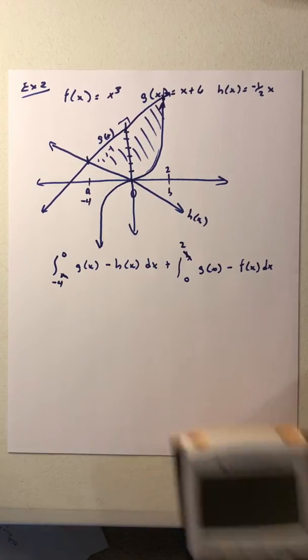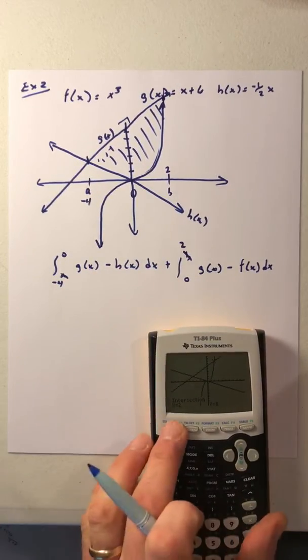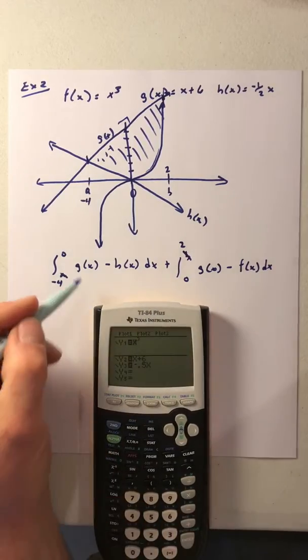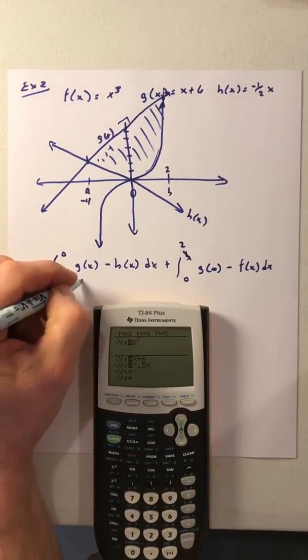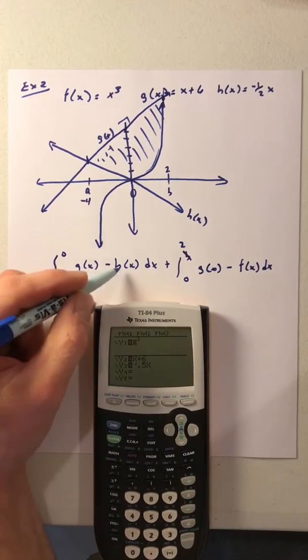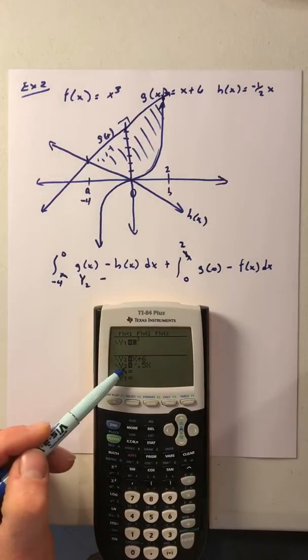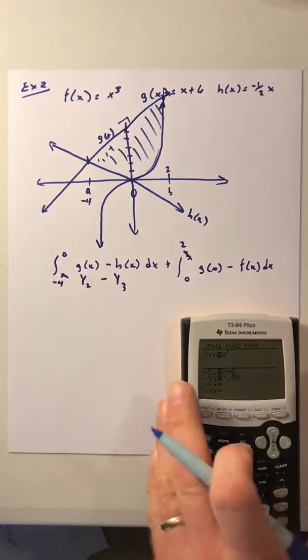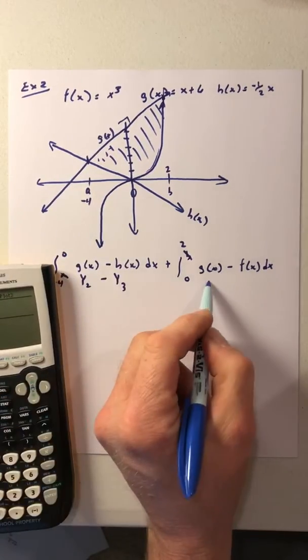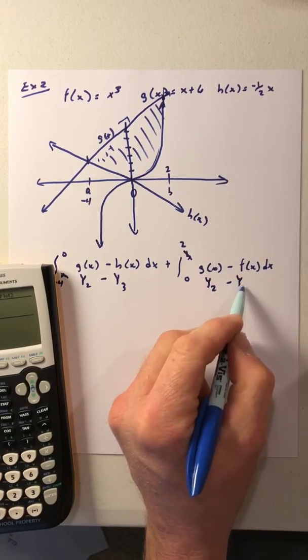So now I can go ahead and integrate. Well, what do I know about my equations? Again, g of x was x plus 6 or y2. So I have y2 minus h of x, which is going to be my y3. And to that I'm going to add my g of x, which is y2, minus my f of x, which is y1.